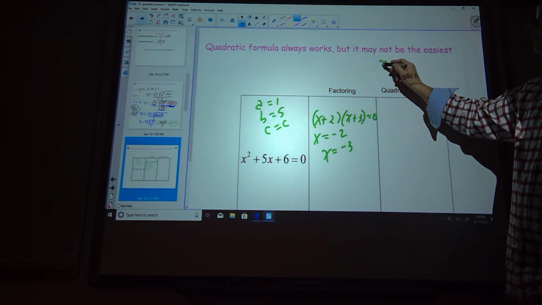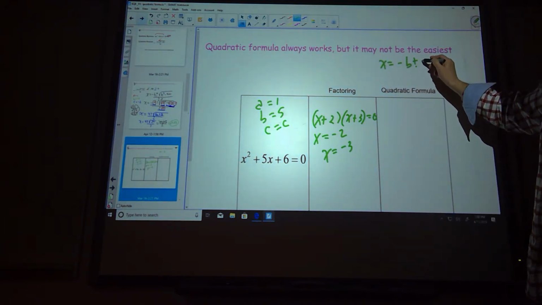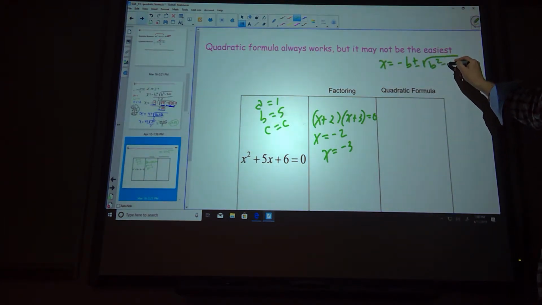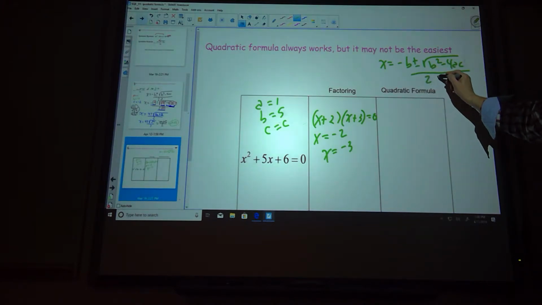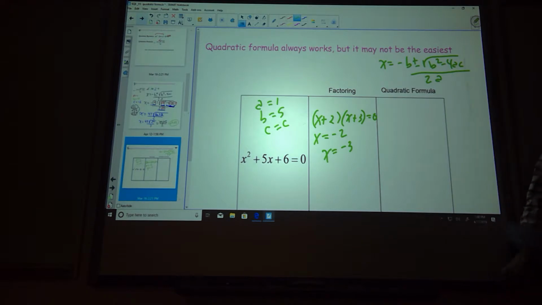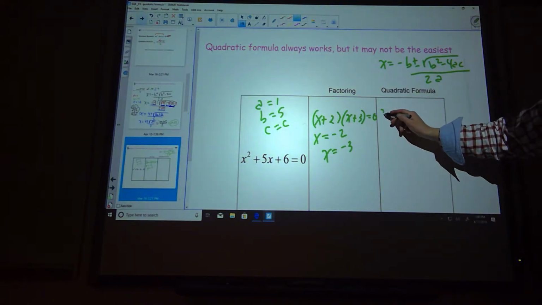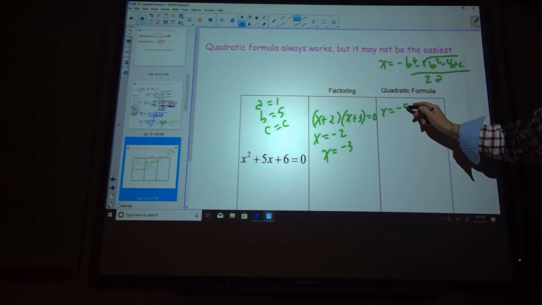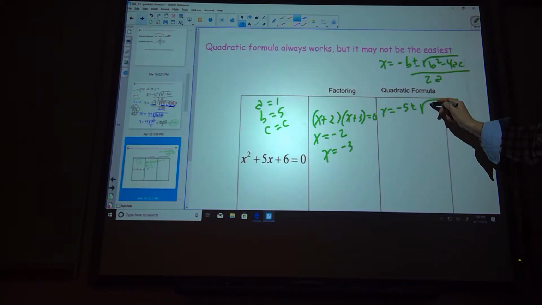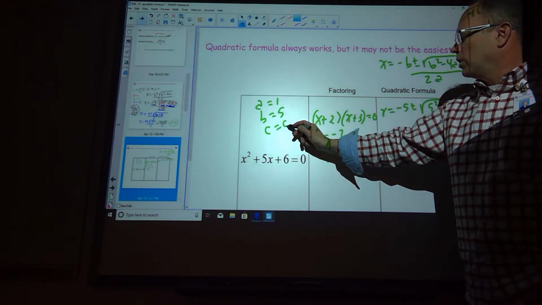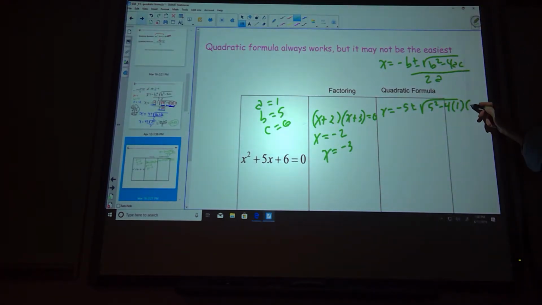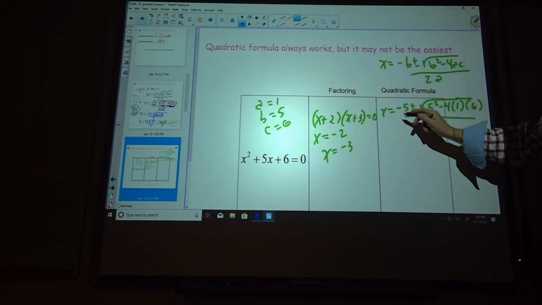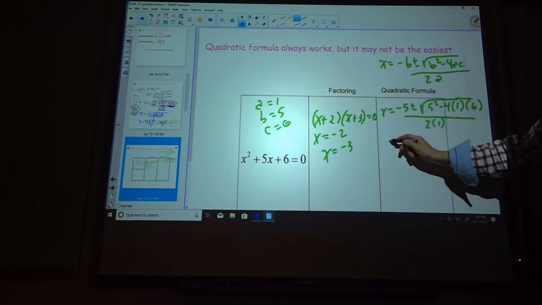So if we use x is equal to negative b plus or minus the square root of b squared minus 4ac, all over 2a. Do you think it'll work? Heck yeah, it'll work. So I get x is equal to negative b plus or minus the square root of b squared minus 4ac. That's a 6. All over 2a. All right, do the math.